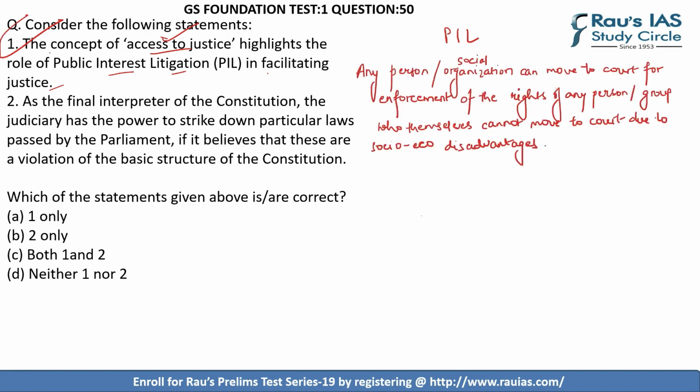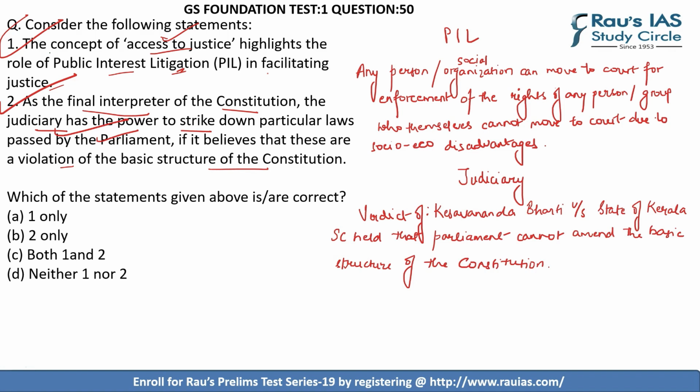Coming to the second statement, it reads that the final interpreter of the Constitution is the judiciary, because they have the power to strike down any particular law passed by the Parliament if the judiciary believes that it is a violation of the basic structure of the Constitution. Now this statement is also correct because under the Kesavananda Bharati versus State of Kerala case, the Supreme Court ruled that the basic structure of the Constitution is inviolable and could not be amended by the Parliament. Therefore, our final answer would be option C, that is, both the statements are correct. Please also have a look at the explanations.